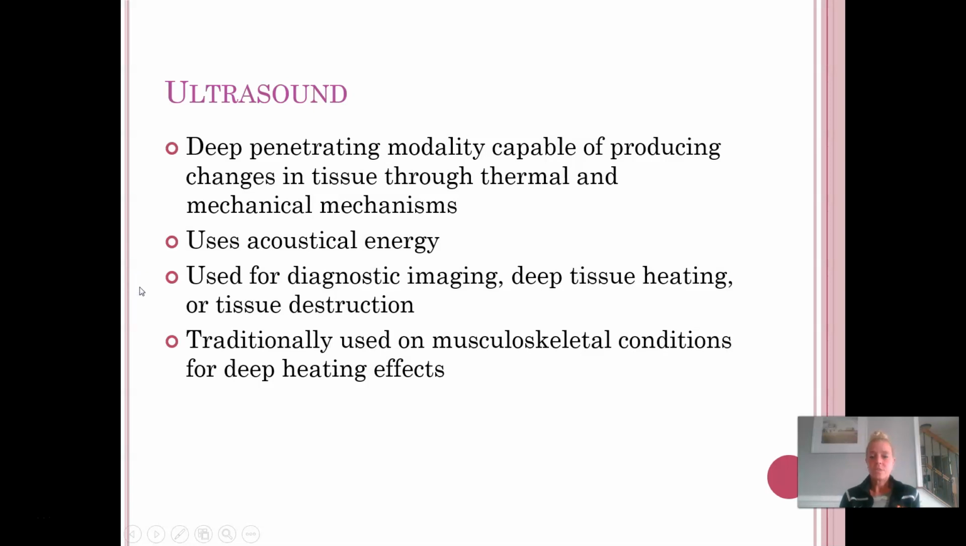So with ultrasound, what makes this a little bit different than the thermal modalities that we've talked about previously is that the heat that's produced with ultrasound is going to penetrate a little bit deeper than the types of thermal modalities we've talked about already. There are also some mechanical changes that can happen through use of ultrasound, so we'll talk about the differences in how you can set up those treatments.